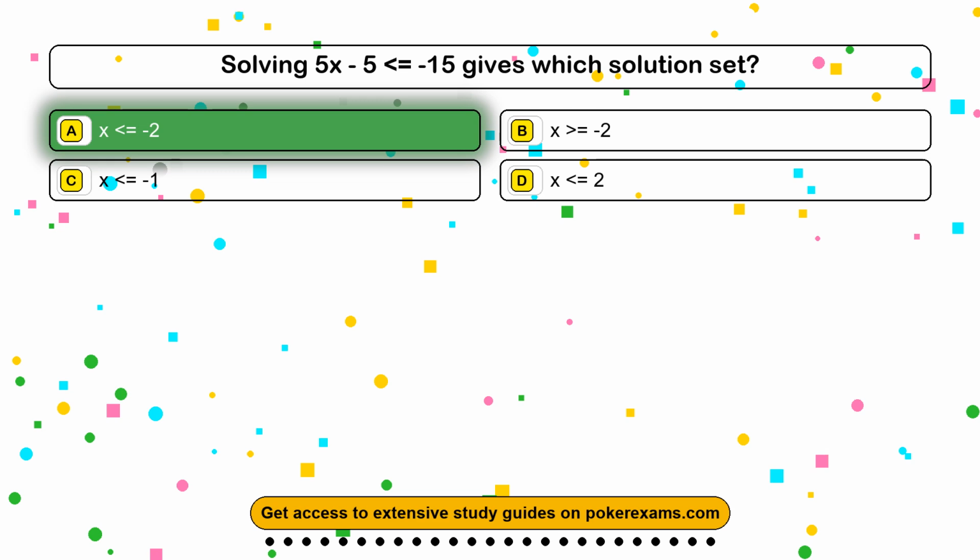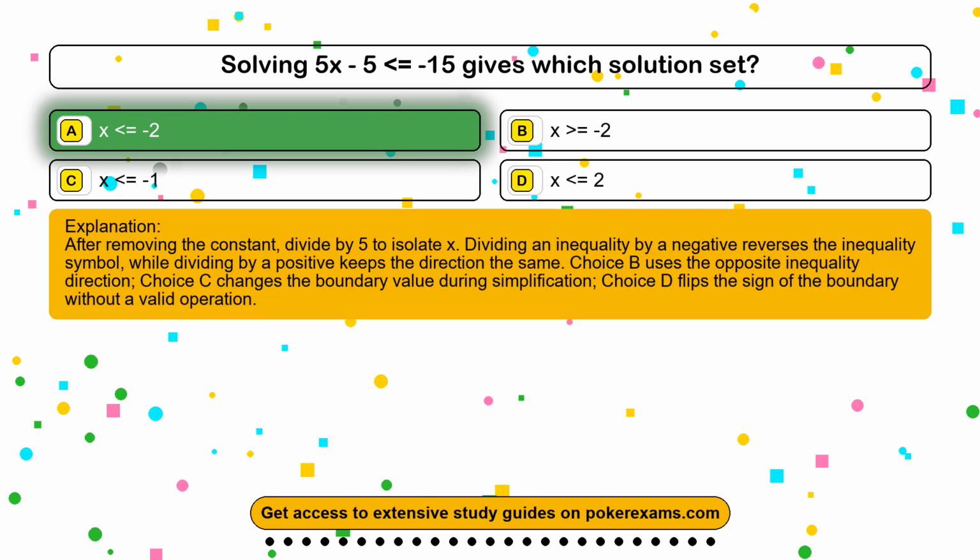The correct answer is option A, x equals minus 2. After removing the constant, divide by 5 to isolate x. Dividing an inequality by a negative reverses the inequality symbol, while dividing by a positive keeps the direction the same.